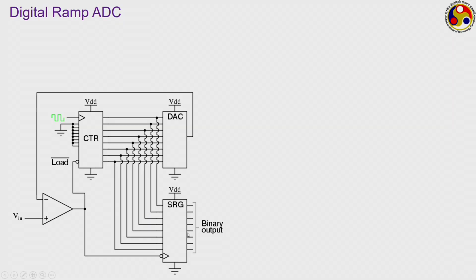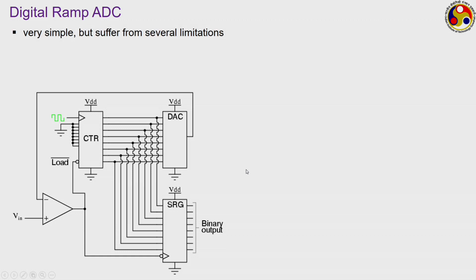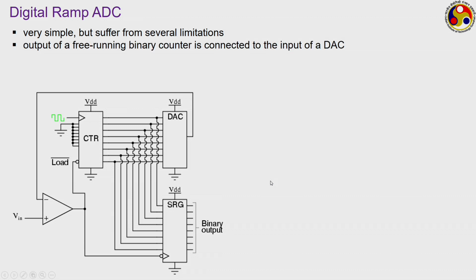First one is the digital Ramp ADC. This is the circuit diagram for this. At the moment there is no need to go into the circuit diagram. The digital Ramp ADC is a very simple one, but it has several limitations. It is probably the first in this line. Here we have a free running binary counter. The diagram shown here is of an 8-bit counter.